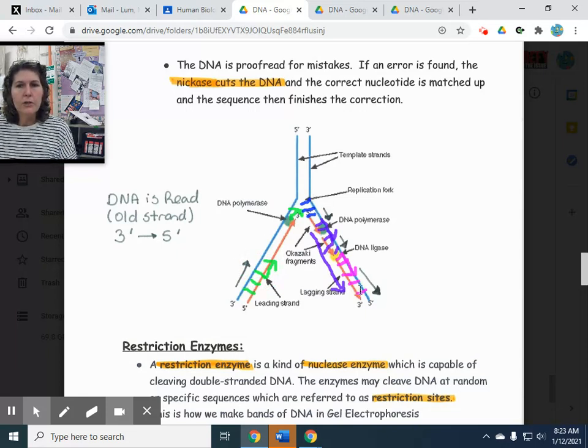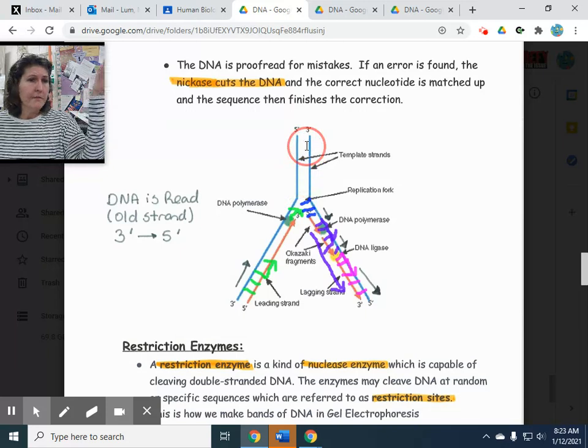This strand takes a little longer to do. Because of that, this strand is known as your lagging strand. This strand is known as your leading strand. It's leading because it's leading the way. It is following the replication fork. It doesn't have to break off. DNA polymerase is happy. A goes with T, T goes with A, C goes with G, and as that strand opens up, he's following it.